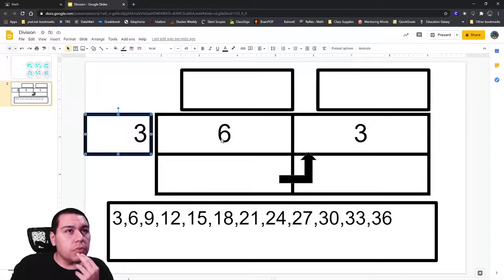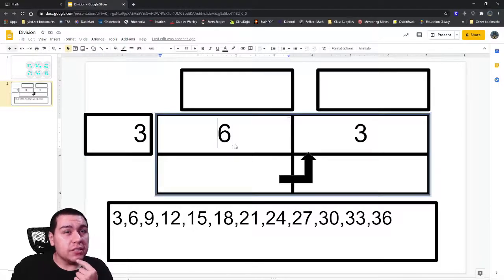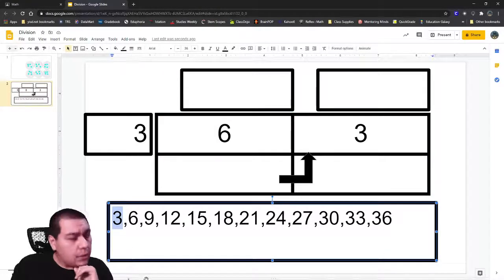So I'm making groups of 3. Or I'm making 3 groups and I only have 6. Can I go all the way to 36? Do I have enough here in this one box? No, not to 36, but let's see how many groups I could make. Do I have enough to make 1 group? Yeah, I have more than 3.